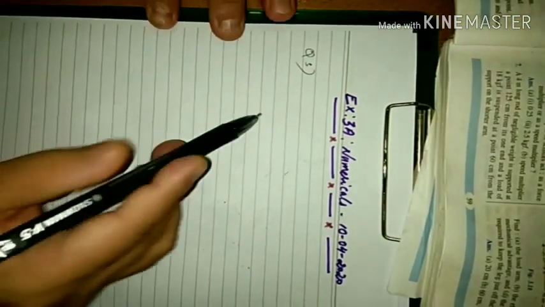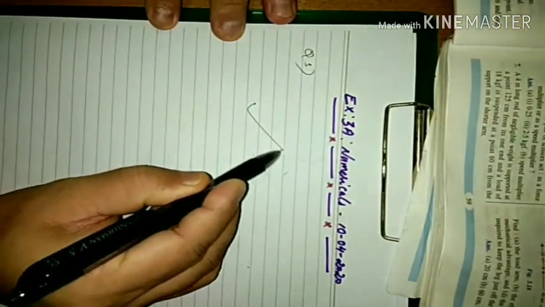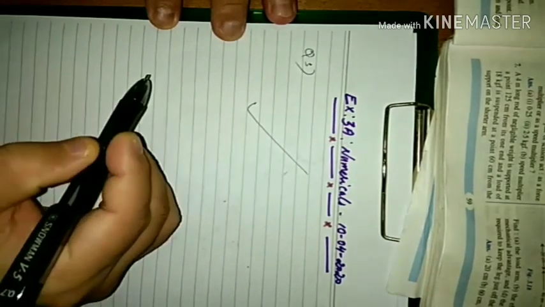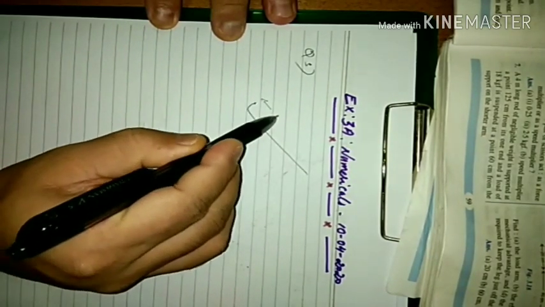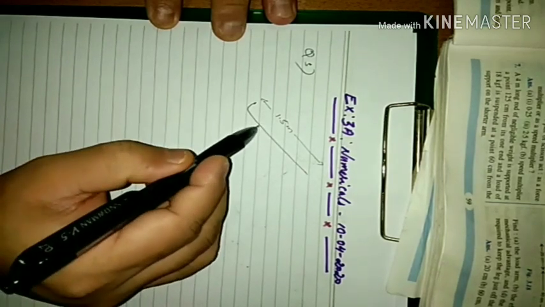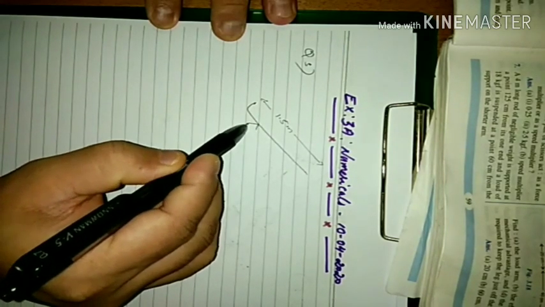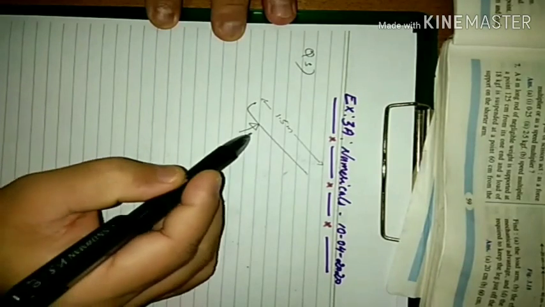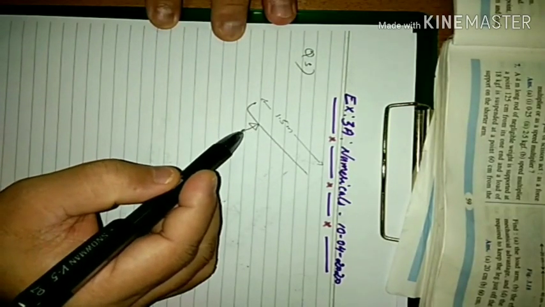The first part of the question: draw a diagram of arrangement showing fulcrum, load and effort with their directions. So let us draw a diagram. A crowbar of length 1.5 meter. The total length of the crowbar is 1.5 meter. It is supported at a sharp edge. Let us draw the sharp edge here. This supporting edge acts as a fulcrum.